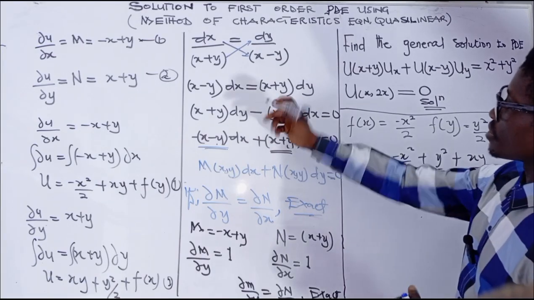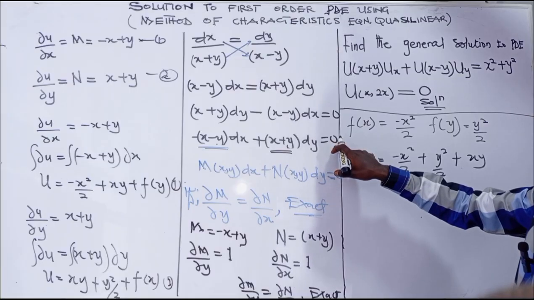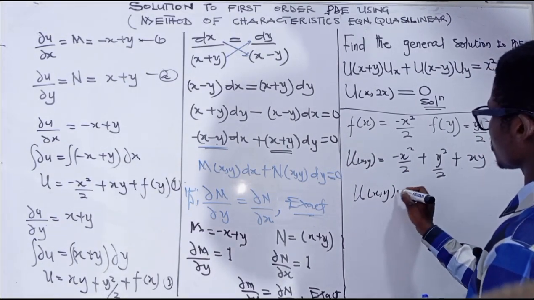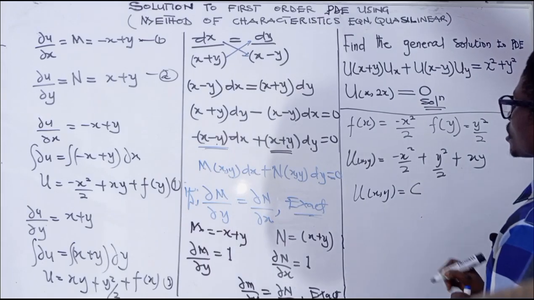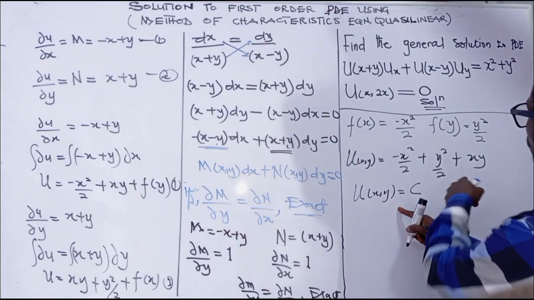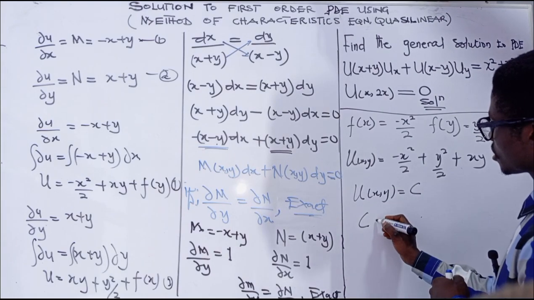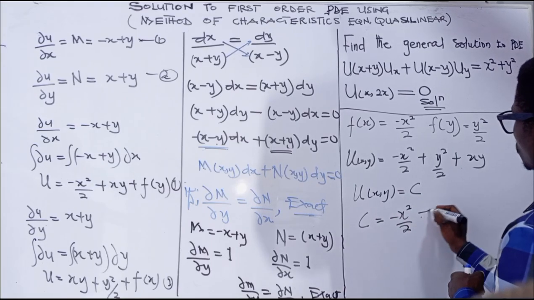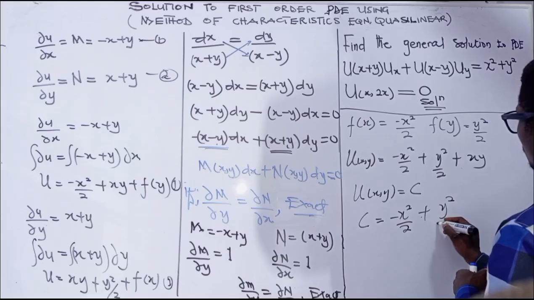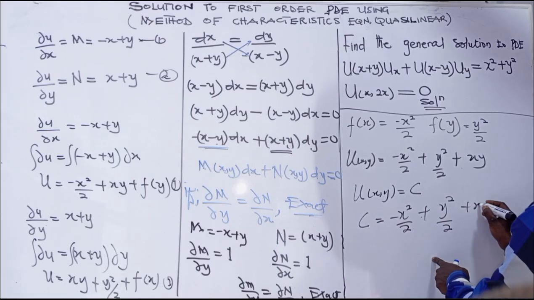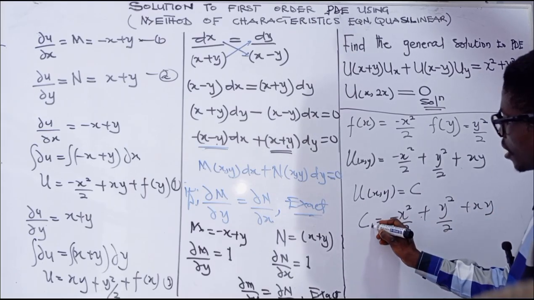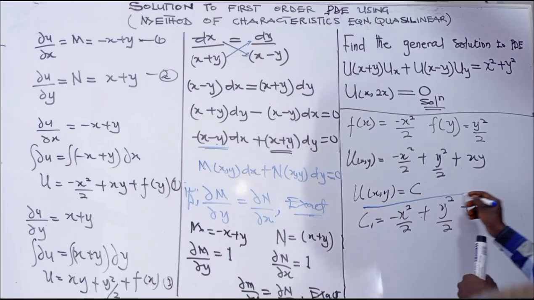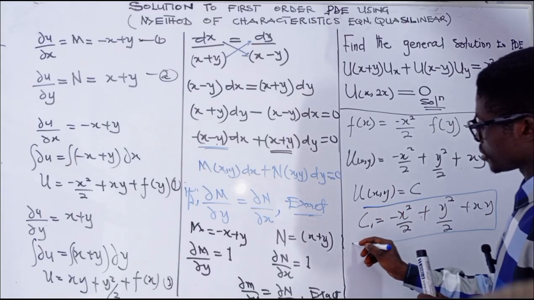So we know that when the differential equation, which is this one, is equal to 0, we can say that our general solution is equal to a constant. So it means that this is going to be the same as that. We have our constant is equal to minus x squared all over 2 plus y squared all over 2 plus xy. So this becomes our first solution. That is our C1. This is our first solution.